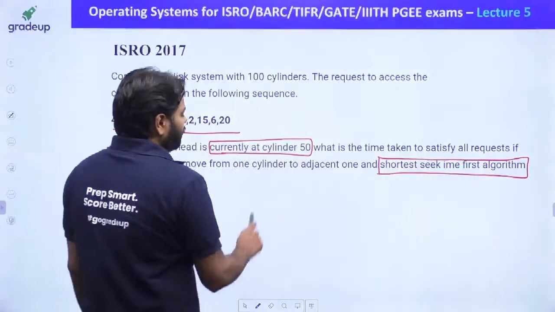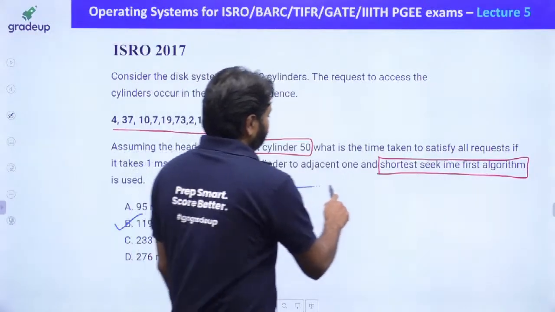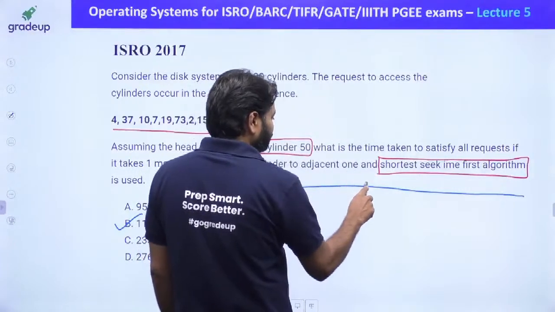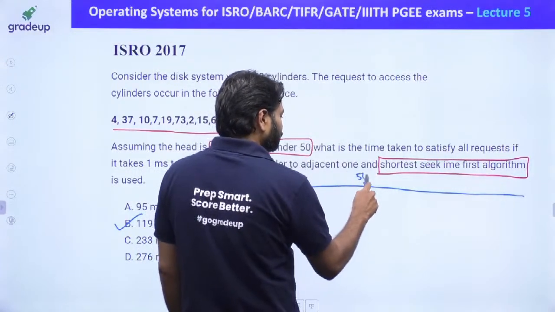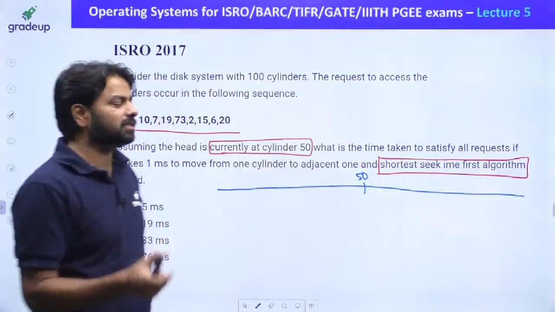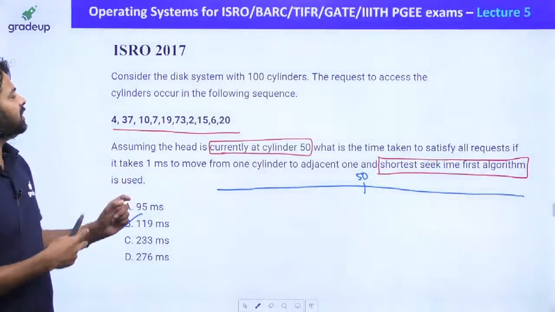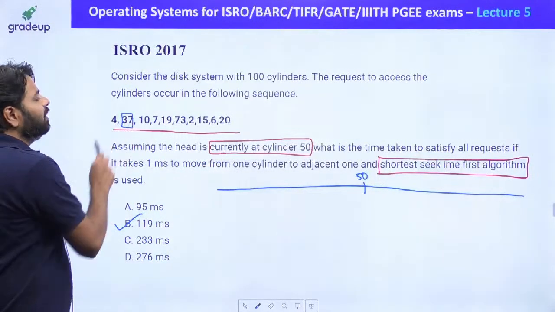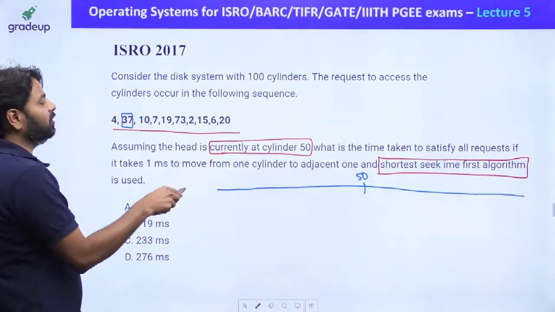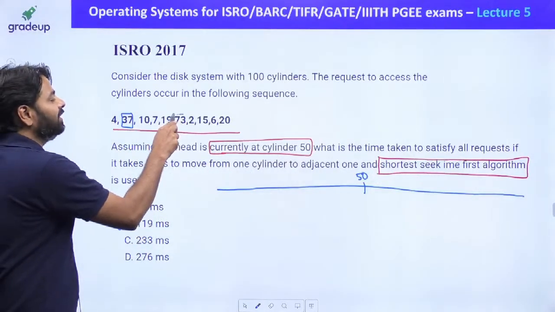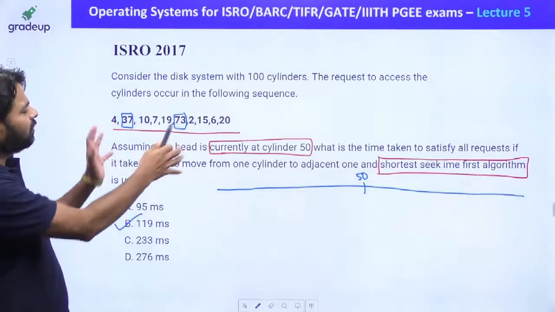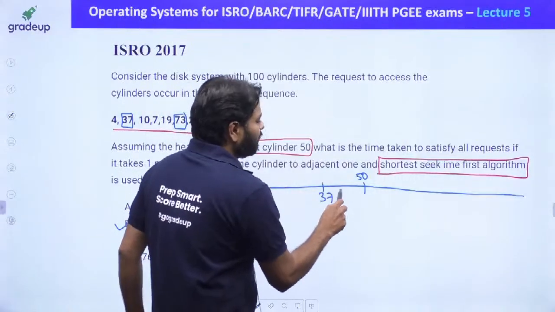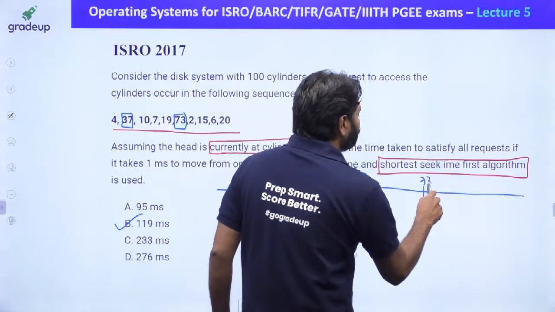50 is there. Let's say 50 is somewhere here. Shortest seek time first. So from here, which is the shortest one? From 50 there are two options: 37, which is below 50, and 73, which is above 50. Which is the nearest one? No need to look at everyone, only 37 and 73. 37 is here and 73 here. Which one are you going to choose?